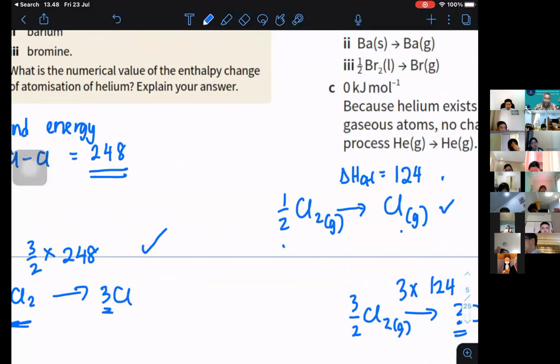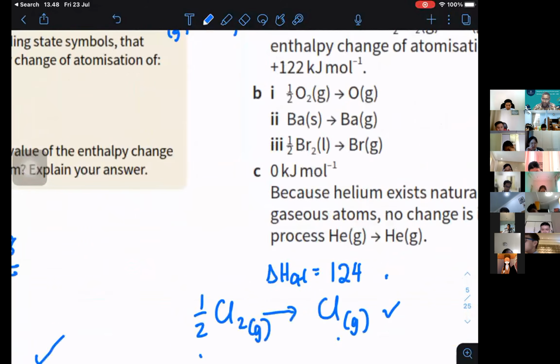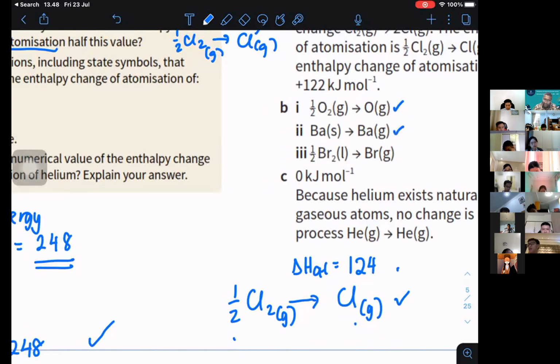Please take note. Write equations including state symbols that represent the enthalpy change of atomization for the following. You can refer to here. Every single time it is 1 mole of atom, and then you follow the standard conditions. Oxygen is gas, barium is solid, Br2 is going to be liquid.